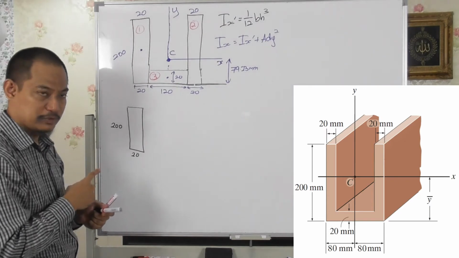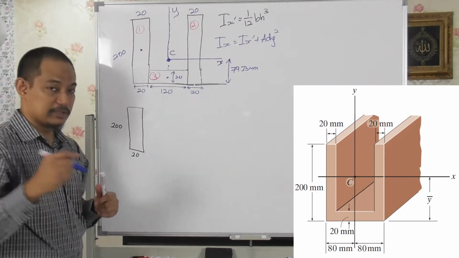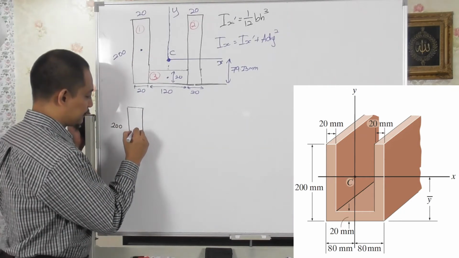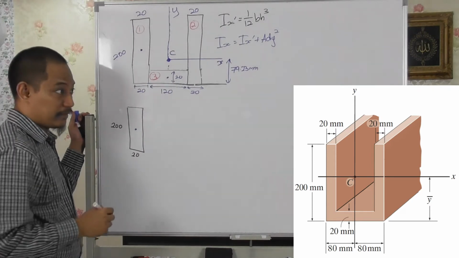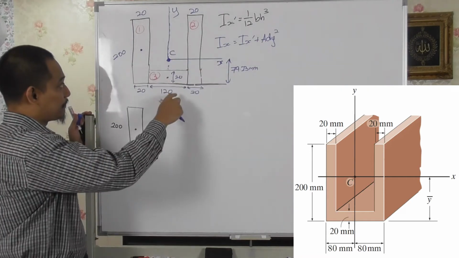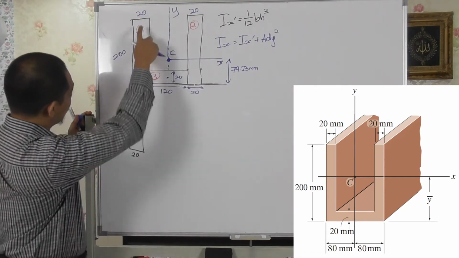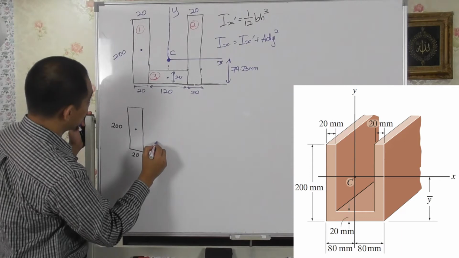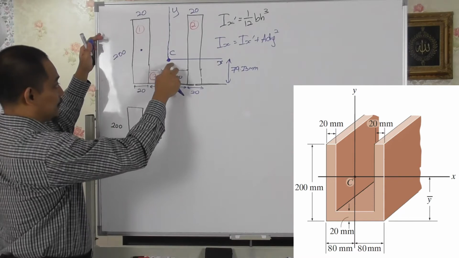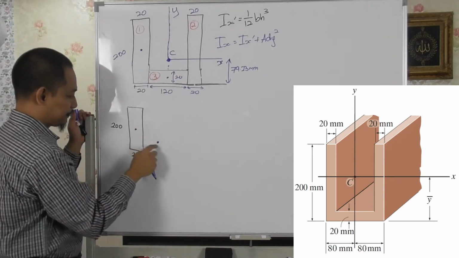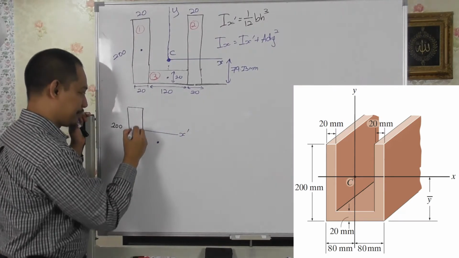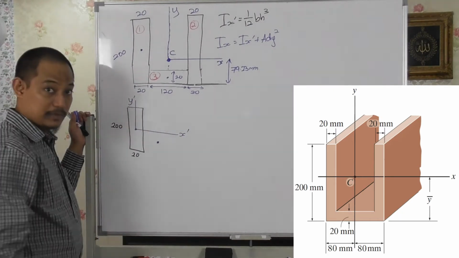Hopefully it's not too small, hopefully you can see. The centroid of itself is here, right? And the centroid of the whole thing, C, is somewhere here, meaning this point relates to this point. So this axis is x with x prime, and this is y prime, correct?